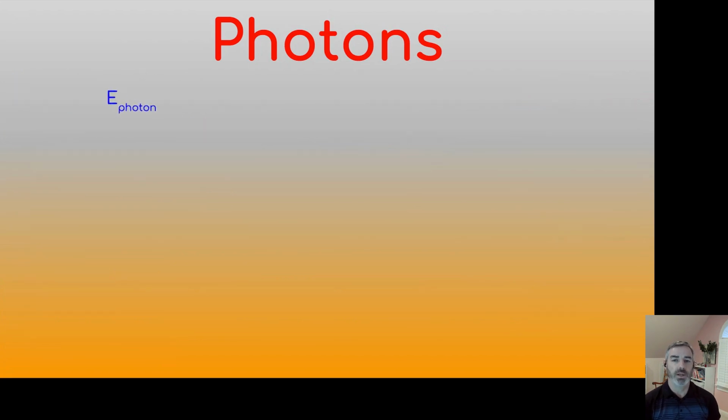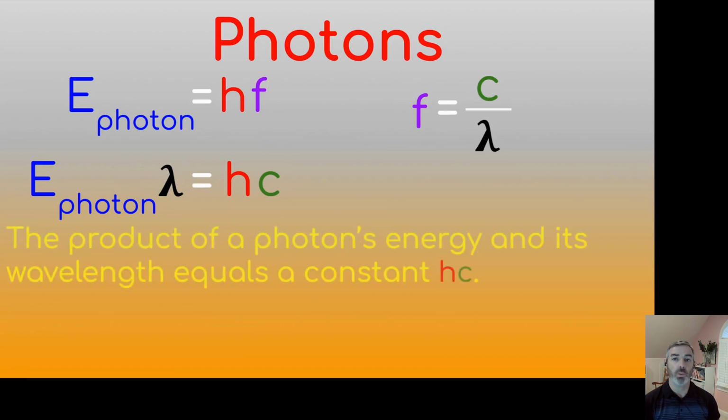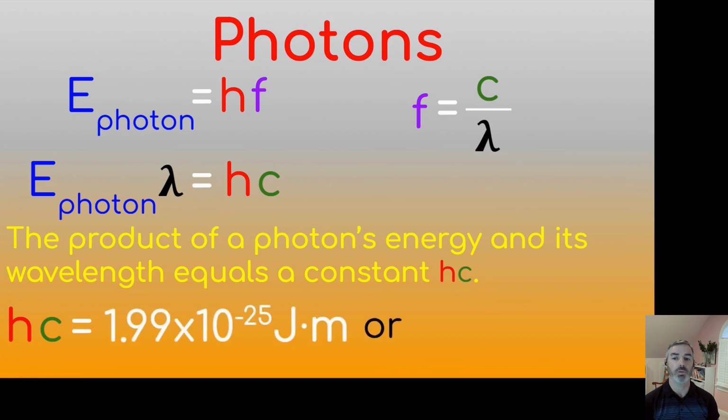So the energy of a photon can be calculated, as we said, with Planck's constant times the frequency, but we can use frequency equals speed divided by wavelength to substitute in. So the energy of a photon equals Planck's constant times speed of light divided by the wavelength, and we can rearrange that to show that the energy of a photon times its wavelength is equal to Planck's constant times the speed of light, which is a constant value. So the product of the energy of a photon and its wavelength is always going to equal the same constant, which is Planck's constant times the speed of light, which is 1.99 times 10 to the negative 25th joule meters, or 1240 electron volt nanometers.